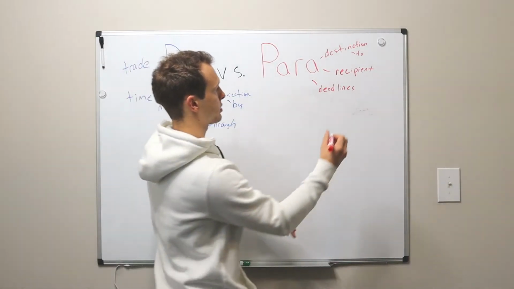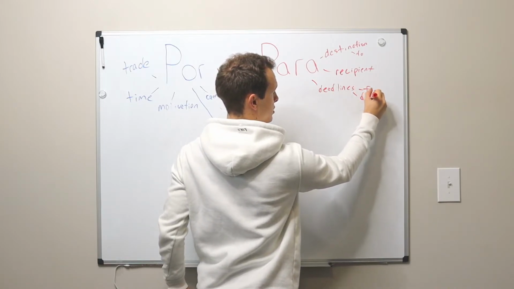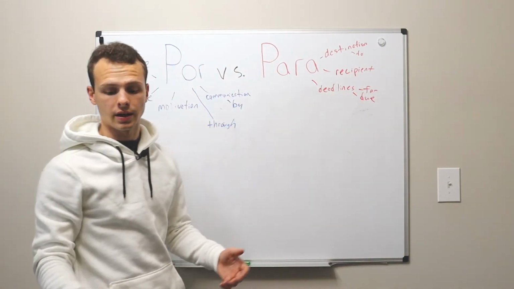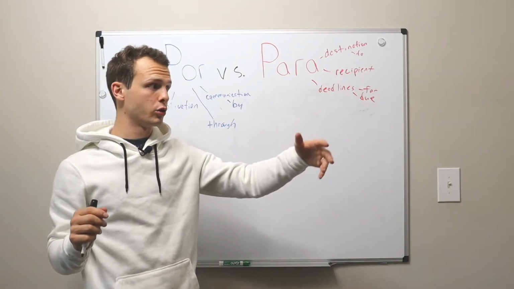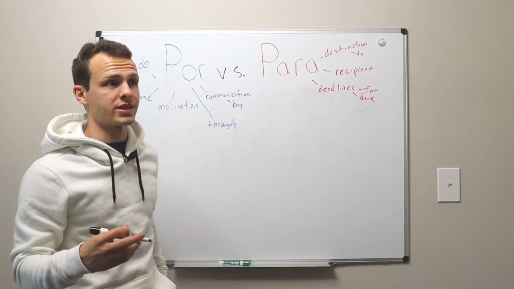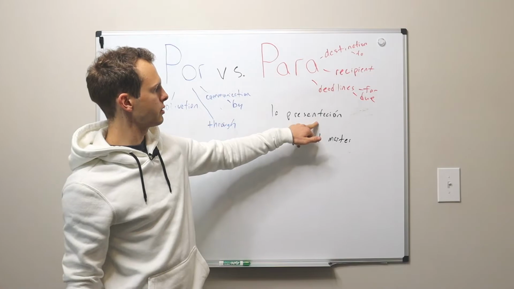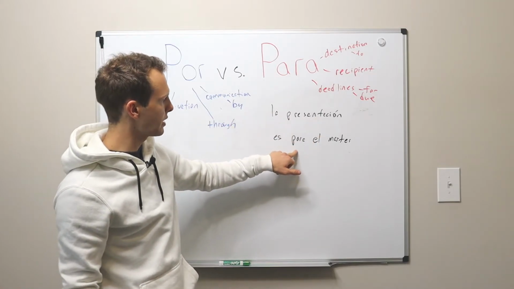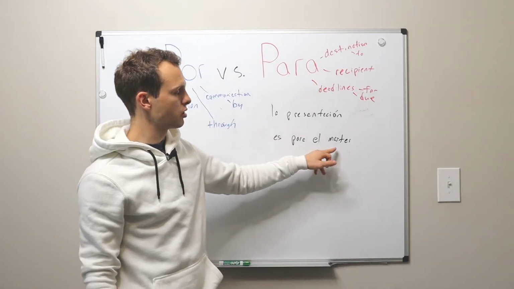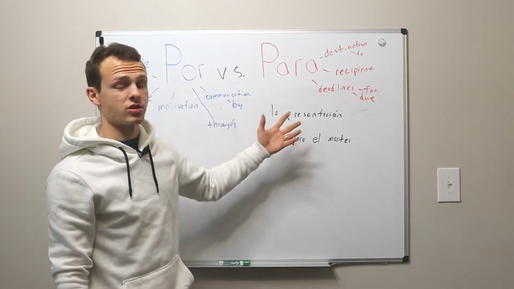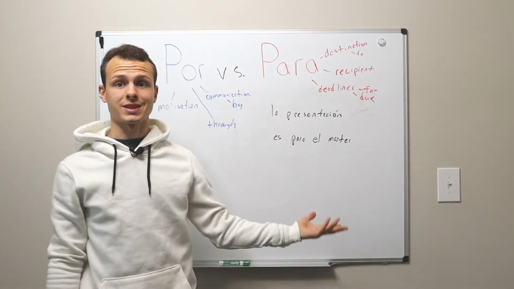A cool way to use para as well is for deadlines. So you can use the word for, and this is also how you're going to use the word due, like a due date. So if I wanted to say the presentation is due on Tuesday, or the presentation is for Tuesday, I'd say la presentación, the presentation, es para el martes. The presentation is for Tuesday, or the presentation is due on Tuesday. It's the same exact meaning.